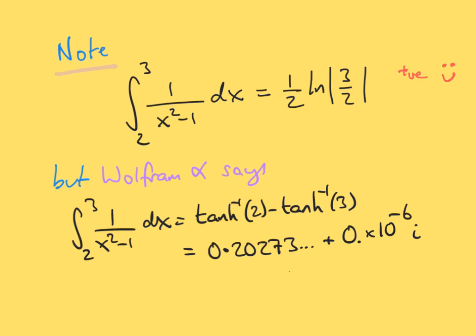So this is correct, but I think the logarithmic form is more elegant. The tangent form is nice for x between plus and minus 1, say, but generally speaking, I would prefer to use the logarithmic form, which more naturally arises from our method of calculating it. And with that, I'll stop this video.